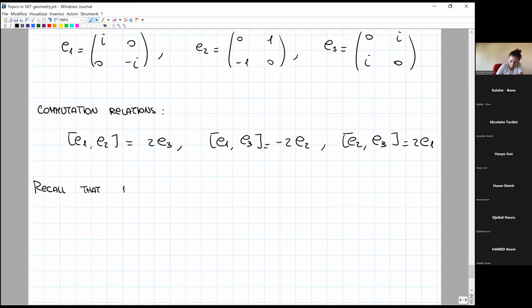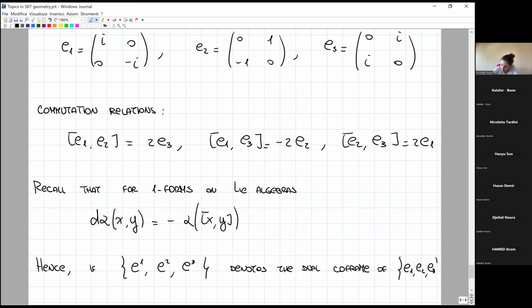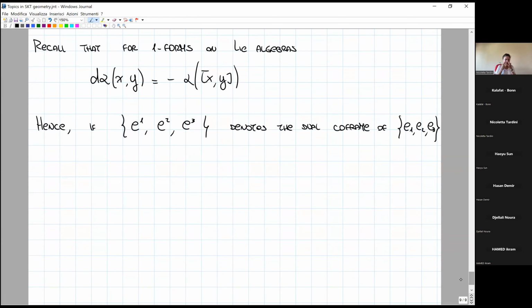Recall that for one forms on the algebras, the differential of a one form alpha on elements x, y is given by minus alpha applied to the commutator of x and y. This means that if E1, E2, E3 with upper indices denotes the dual coframe of E1, E2, E3, I am denoting it this way.